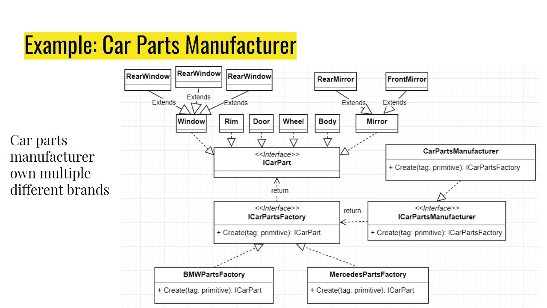Rear window, rim, door, wheel, body, rear mirror, front mirror. So you have all sorts of different objects, and it might be quite complex to create each. You might pass a lot of parameters, but you have some pre-made template for creating objects, and Factory does just that.